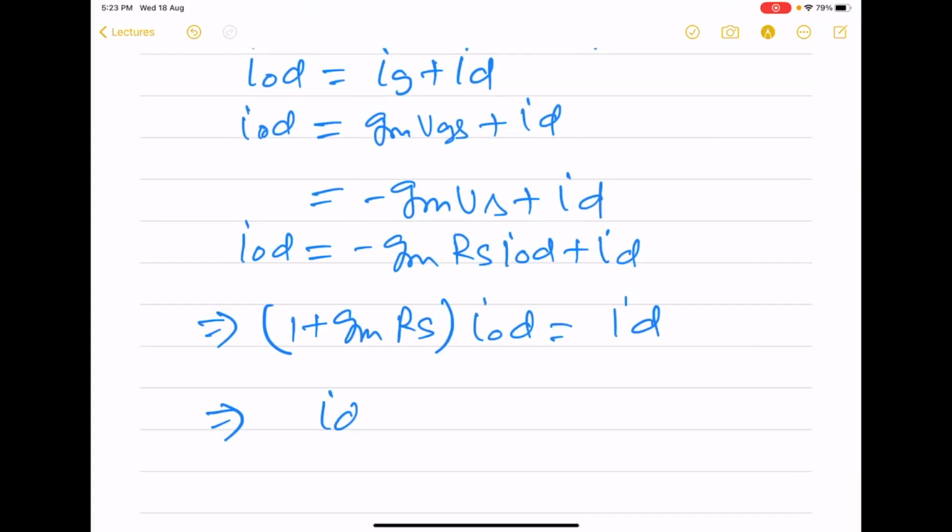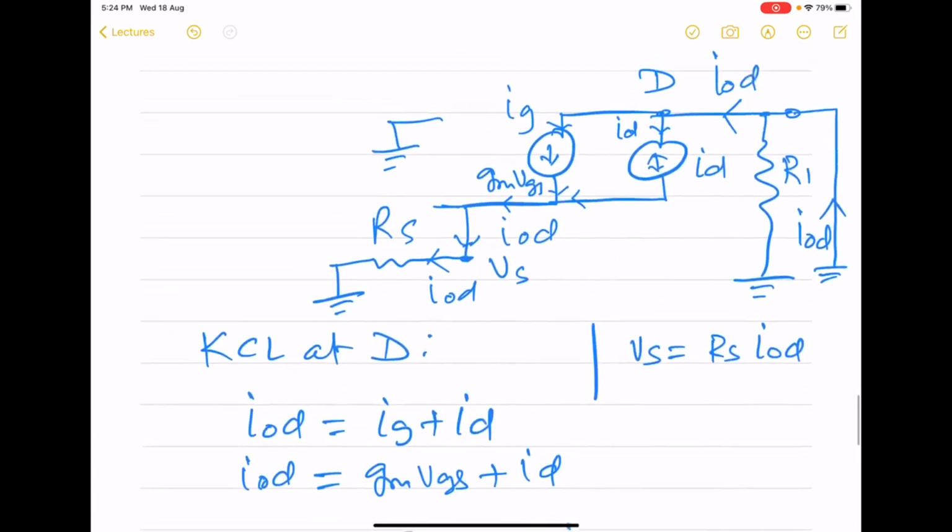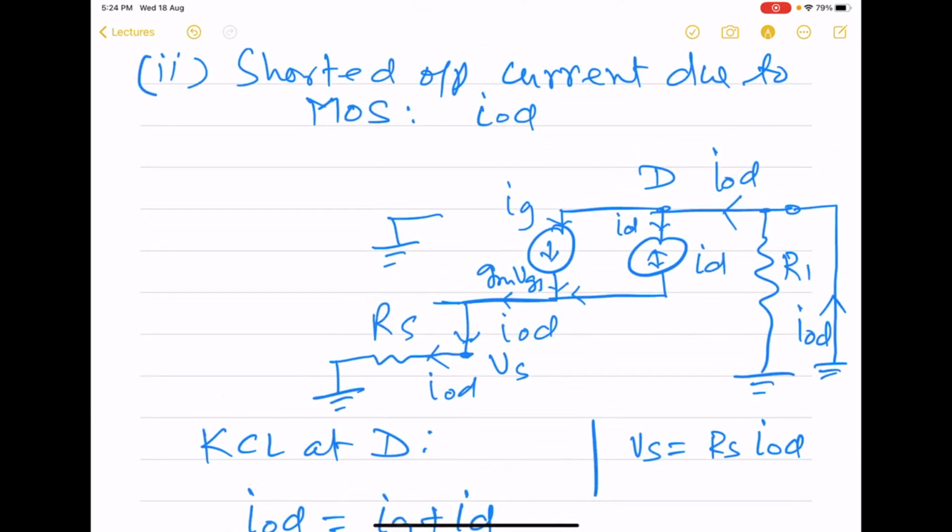So here we see that IOD is not equal to the complete ID, but a part of it. So this is a surprising result, that why not the entire ID flows through the short circuit, and that happens because of this Vs getting generated here.